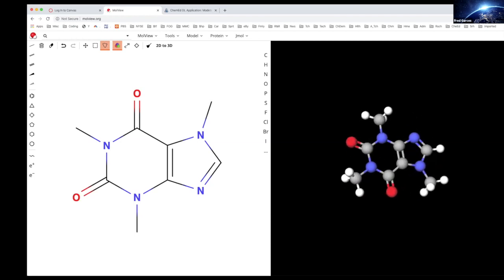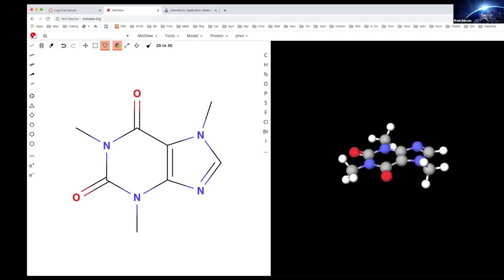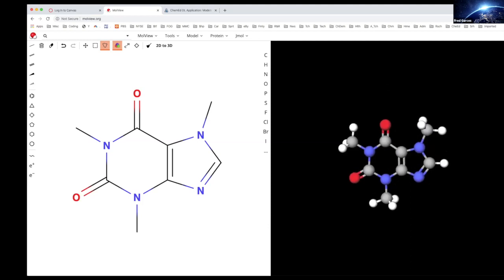Okay? See this carbon? That carbon right there has 3 hydrogens. That's a nitrogen. Look at the geometry around that nitrogen. It's trigonal planar. Look at the geometry around this carbon. It's also trigonal planar. Look at the geometry around this carbon. It's trigonal planar as well. Look at the geometry around this carbon. It's tetrahedral. Look at the geometry around this nitrogen. It's trigonal planar.